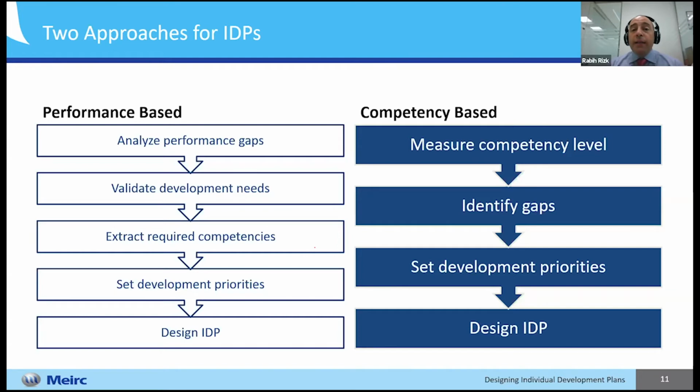Now, once you identify those performance gaps, you will need to validate the development needs. And what do we mean by development needs? It means that you need to make sure that the performance gap is due to a competency gap. Again, you need to ensure that the performance gap is due to a competency gap. If the performance gap is not due to a competency gap, then this is not a development need.